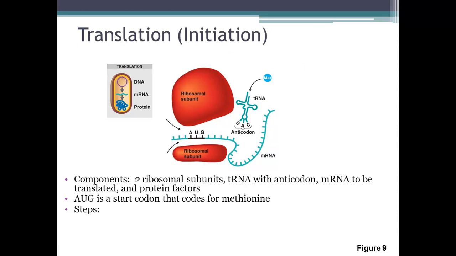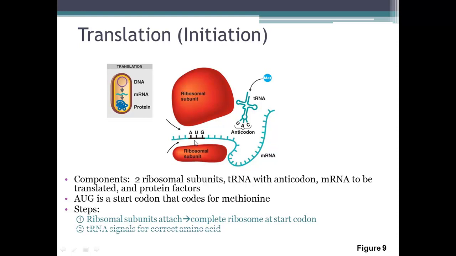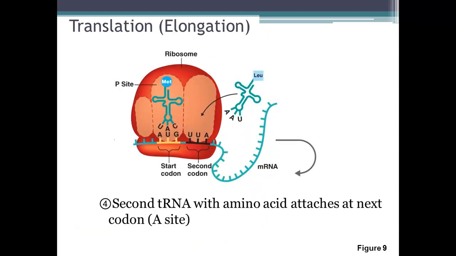So here are the steps. The ribosomal subunits are going to attach. The small and the large are going to come together and attach to form a complete ribosome at the start codon. The tRNA is going to signal for the correct amino acid, and the tRNA is going to attach to the correct codon, in which we're going to see anticodon to codon pairing. So here is the complete ribosome formed.